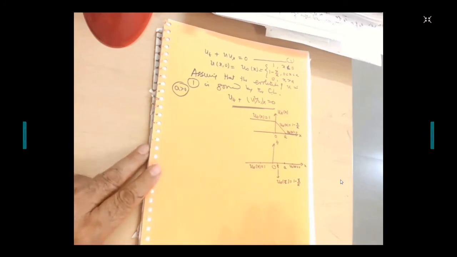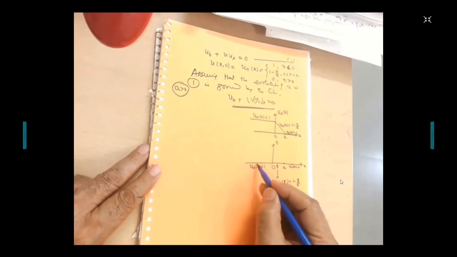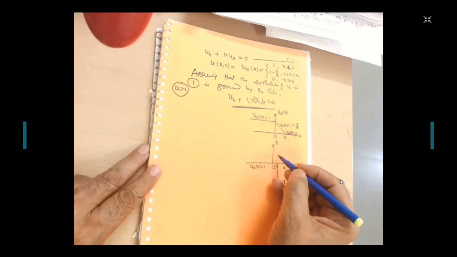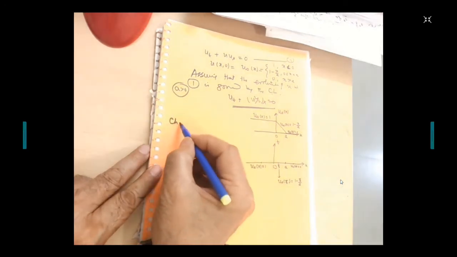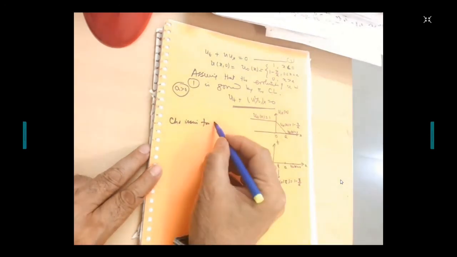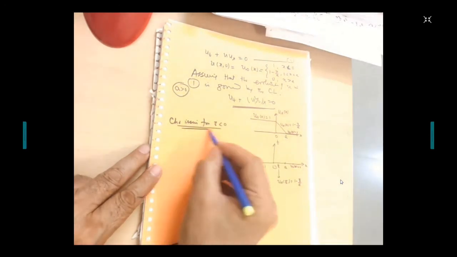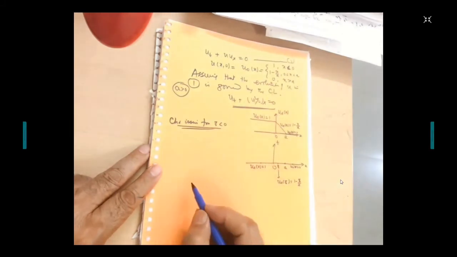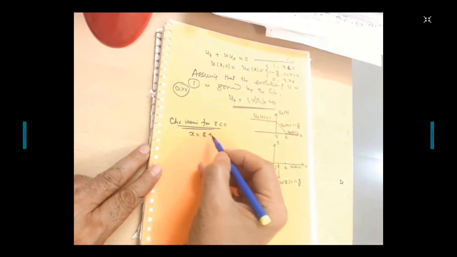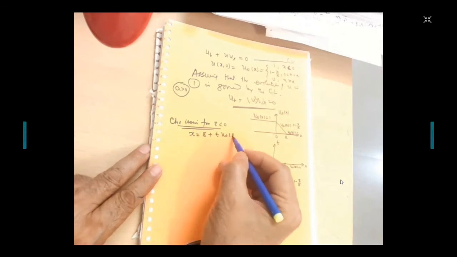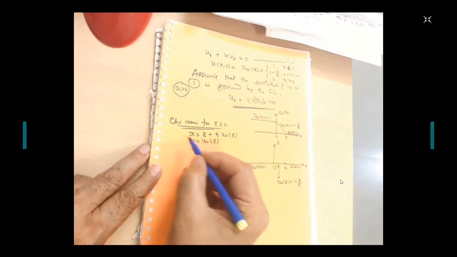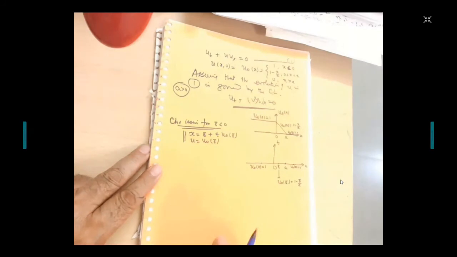So now how to proceed? We have to look for the characteristics issuing from this part of the real line. So what are the characteristics issuing from various points xi less than 0? These are the analytical form: x is equal to xi plus t times u_0(xi), and along these characteristics, u is equal to u_0(xi). This is the analytical form of the solution.